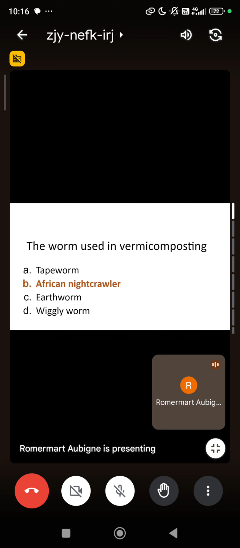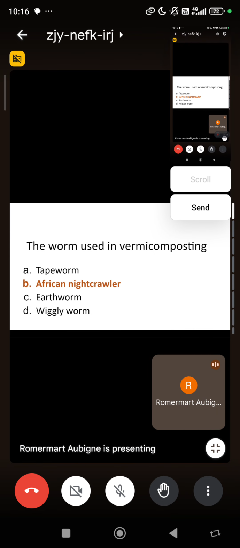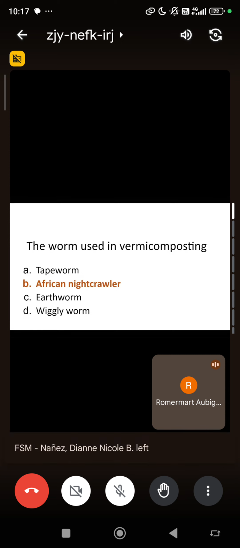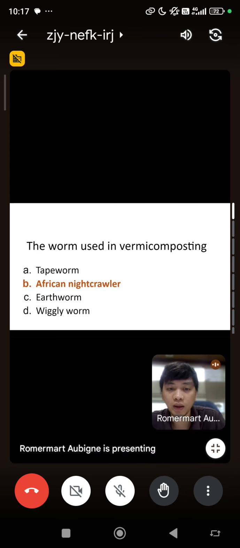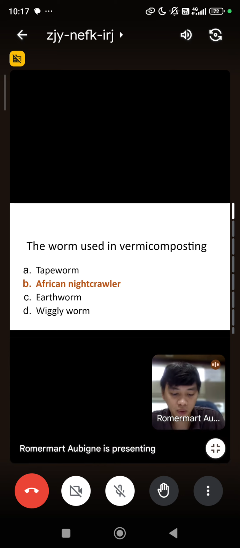The correct answer po is the African night crawler. We can also use earthworm, pero yung specific na worm natin na ginagamit for vermicomposting is the African night crawler. Ito po yung active, mas active siya tuwing gabi. Kaya ang ginagawa, kinukuberan natin yung vermicomposting area para maging active yung ating mga worms.